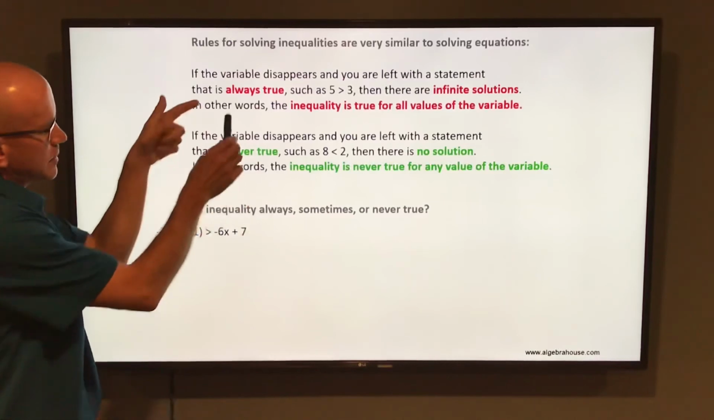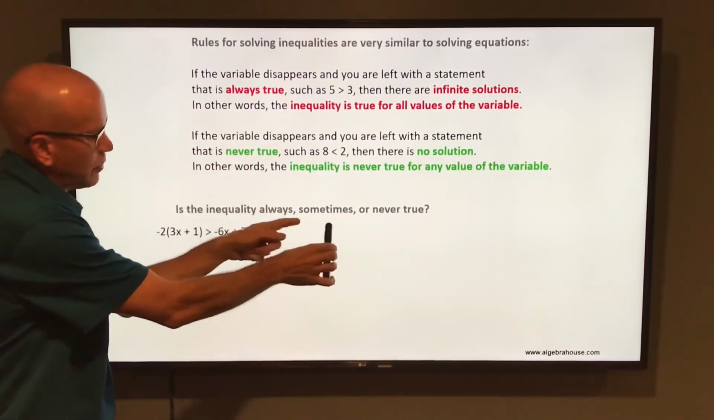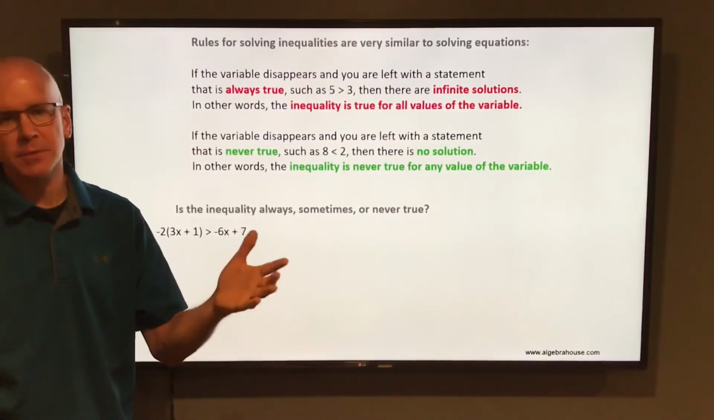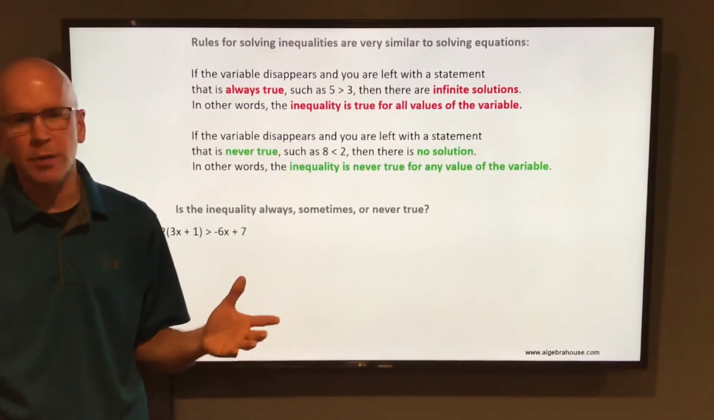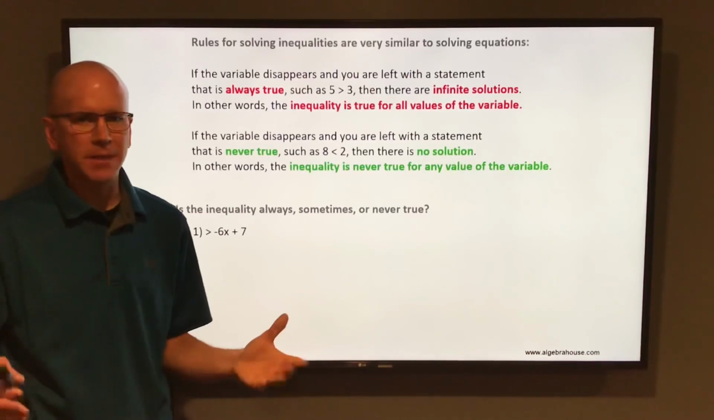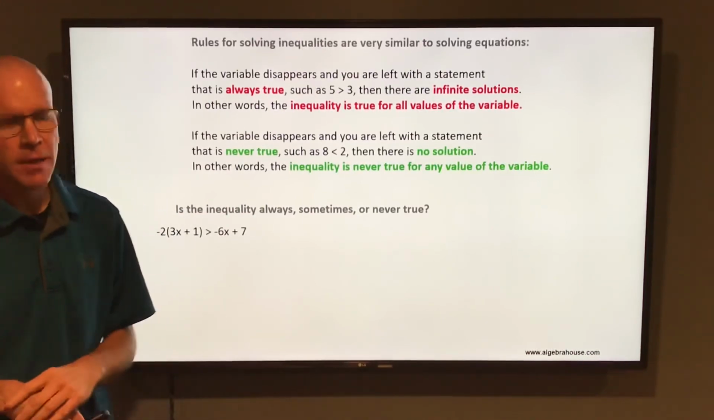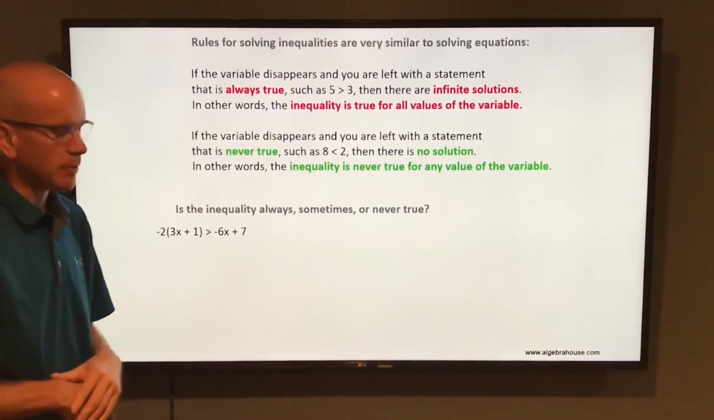Well, we covered always true and we covered never true, but what about sometimes? Well, sometimes is going to be if you get a solution to an inequality such as x is greater than 4 or x is less than negative 5. Those are examples of it sometimes being true.